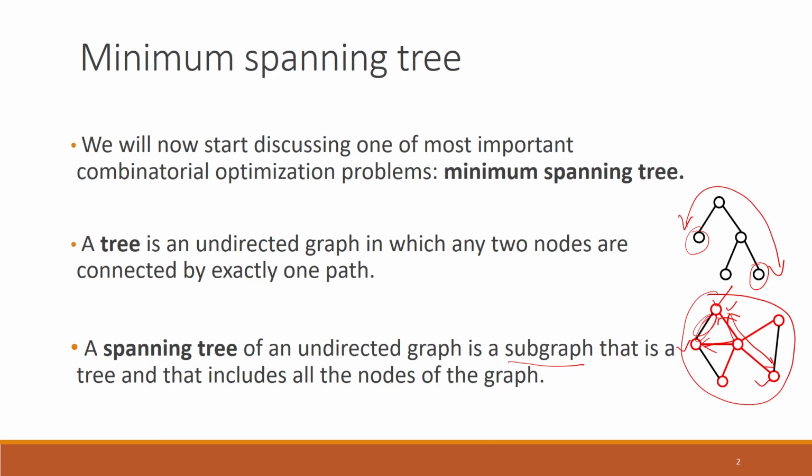The other requirement is that, first of all, the spanning tree should be a subgraph that is a tree, and additionally it should include all the nodes of the graph. You can see here that all 6 nodes are colored red. So, this subgraph which is shown is a spanning tree, because it is a tree first and it includes all the nodes of the graph. This is the definition of a spanning tree.